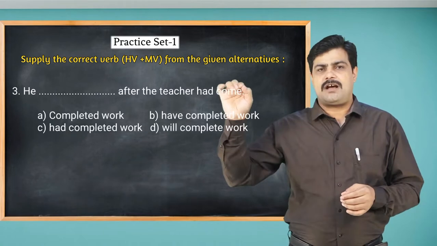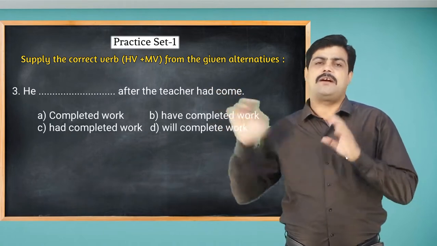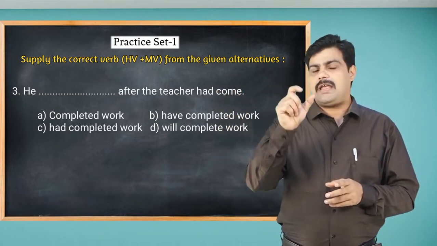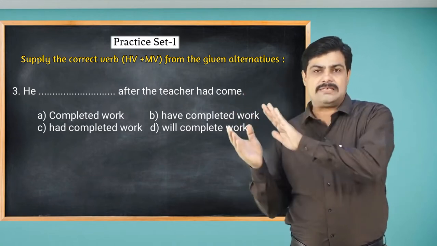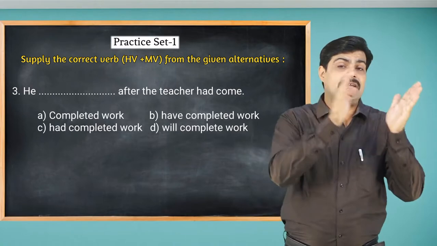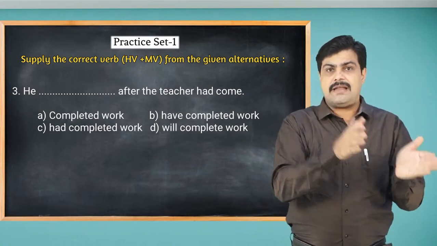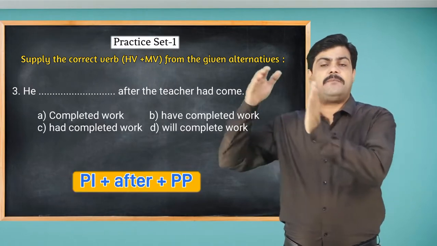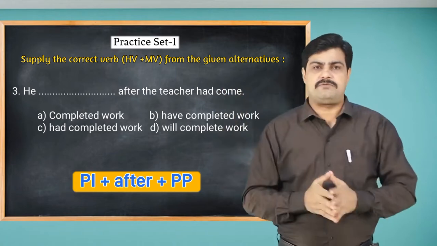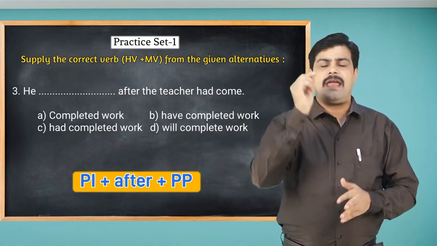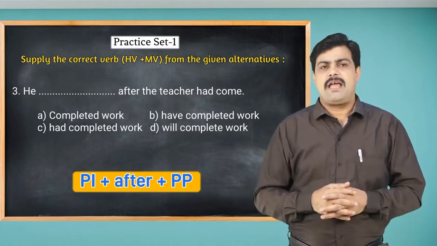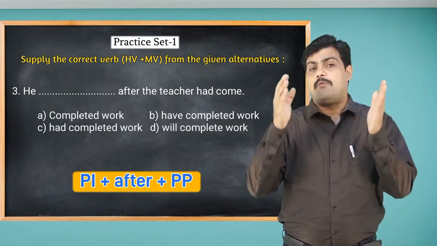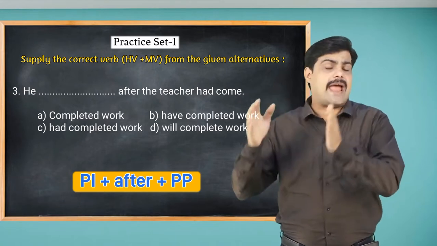Let's take another sentence. He dash after the teacher had come. Now you see in place of before here is after. So the first sentence would be in past indefinite tense, then after will be used, and then past perfect tense will be used. So option A is correct here, completed work. So say this sentence: He completed work after the teacher had come.